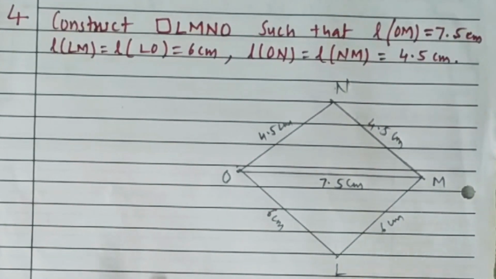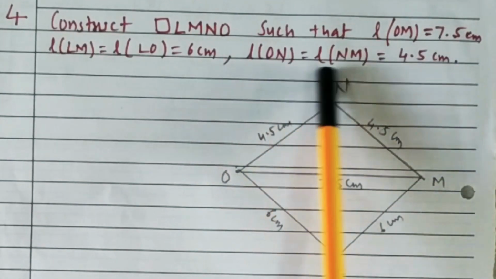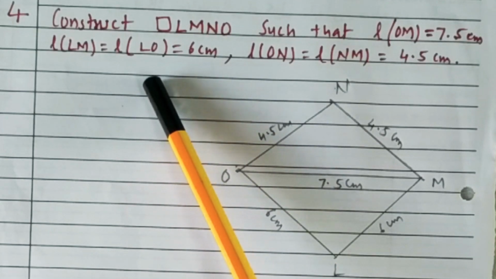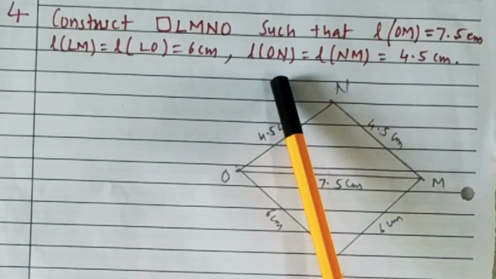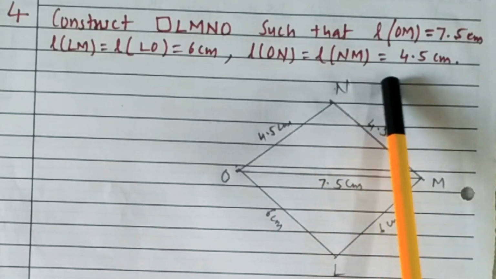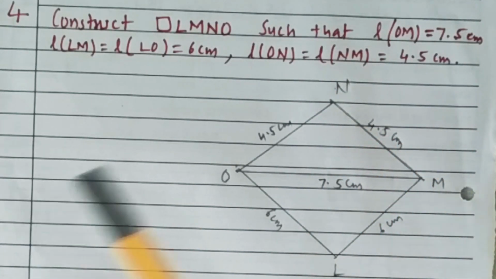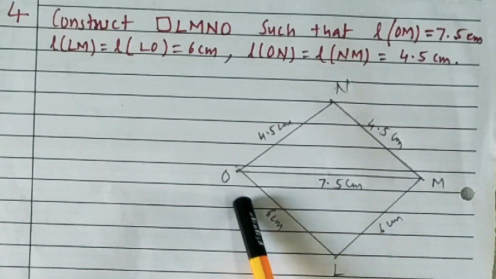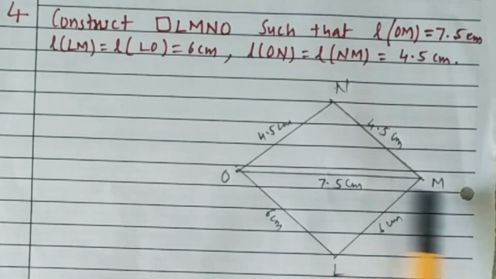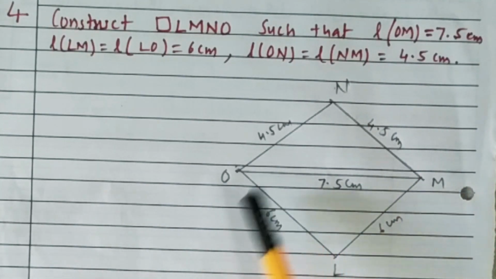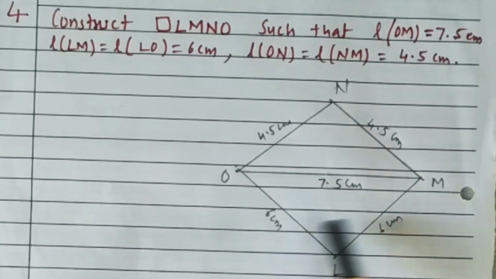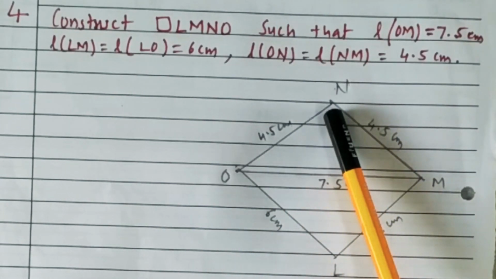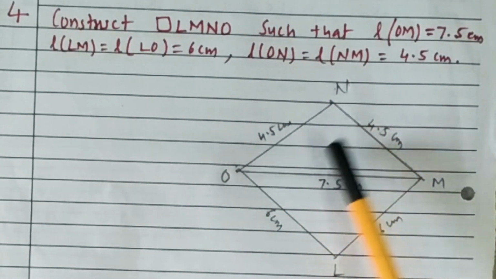Fourth example: construct quadrilateral LMNO such that length MO is equal to 7.5 centimeter, LN is equal to length LO is equal to 6 centimeter, length ON is equal to length NM is equal to 4.5 centimeter. So the steps to construct the quadrilateral are: first, draw the length OM 7.5 centimeter. Now two sides are given equal. So from O at a distance of 4.5 centimeter, draw one arc.